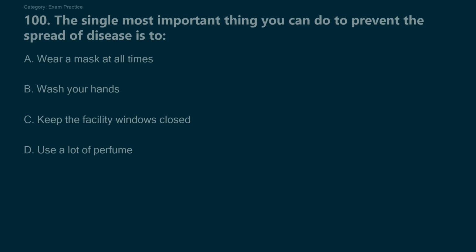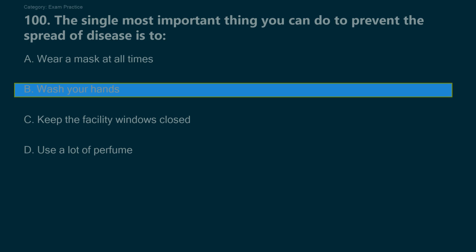Question 100. The single most important thing you can do to prevent the spread of disease is to: option A, wear a mask at all times. Option B, wash your hands. Option C, keep the facility windows closed. Option D, use a lot of perfume. The correct answer is option B, wash your hands.